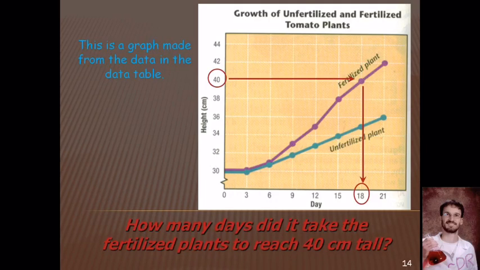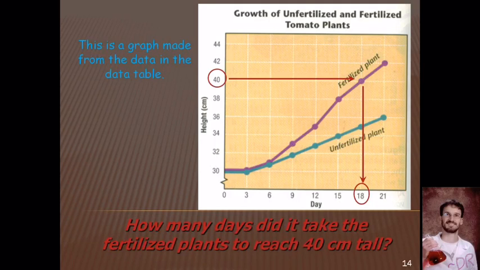Now, these are fairly easy questions because I realize you could have just looked at the data table as well. But the other reason that we make graphs is because when you make a graph like this, I didn't have to go measure those tomato plants every day. I'm still getting accurate data, even though I measure them every 3 days. But let's say, for some reason, I needed to know how tall the plants were on day 10. That would be tough for me to figure out with the data table.